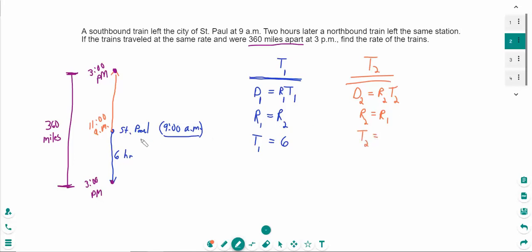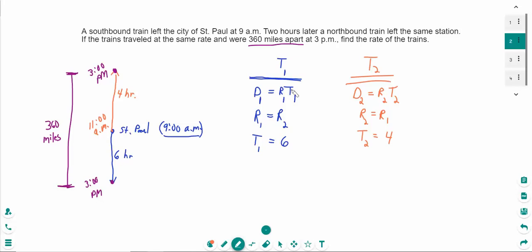Well, the time for train number 2, he traveled from 11 o'clock a.m. and again, he went up till 3 o'clock p.m. So that's 4 hours, right? From 11 o'clock a.m. to 3 o'clock p.m., that'd be 4 hours. So the time of train number 2 is 4 hours. Okay, so we know that much. All right, so that's kind of just laying out our distance, rate, time for our two scenarios, our two trains.